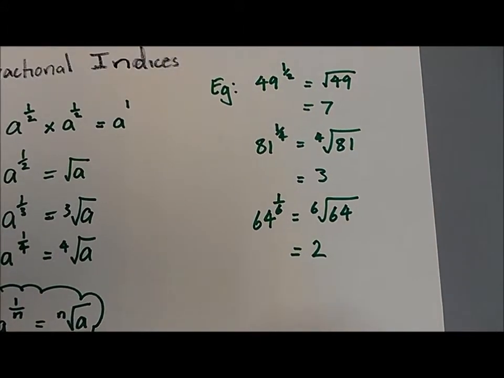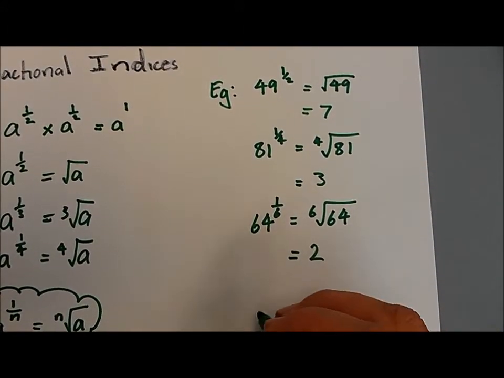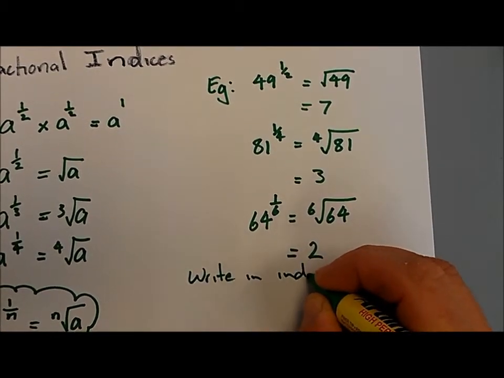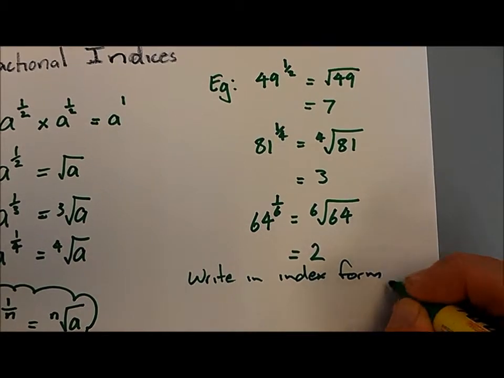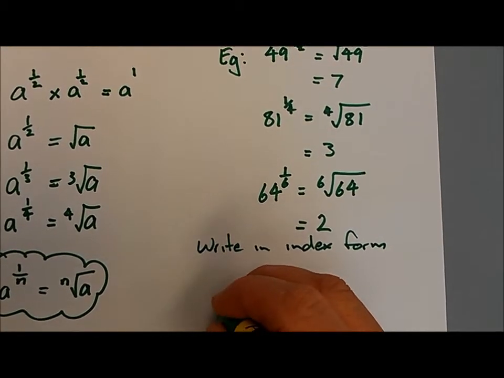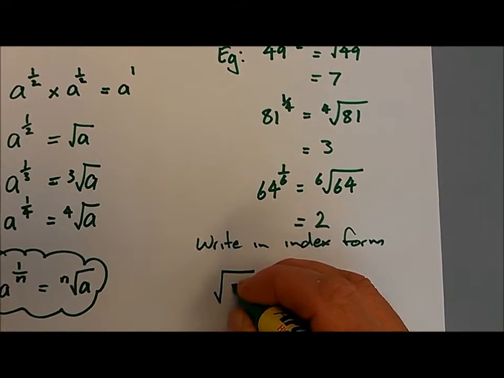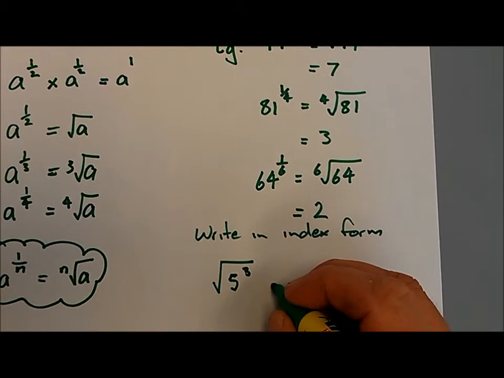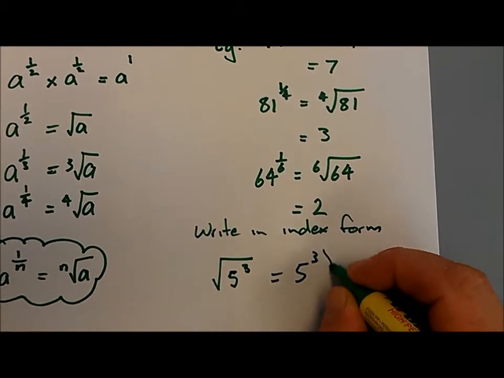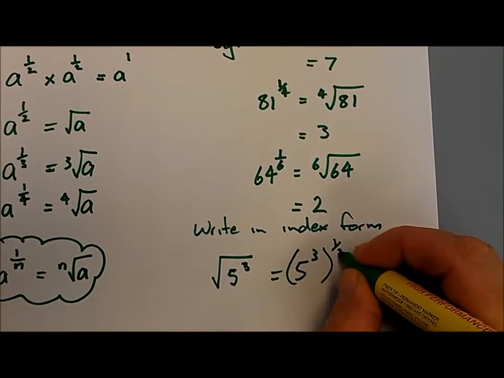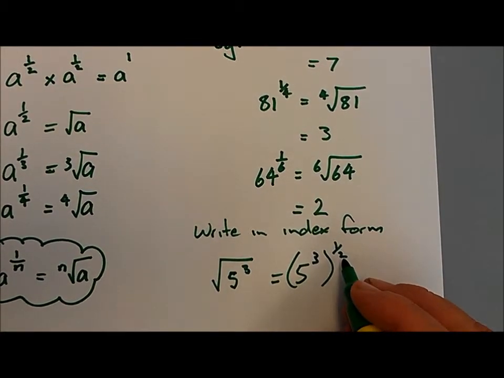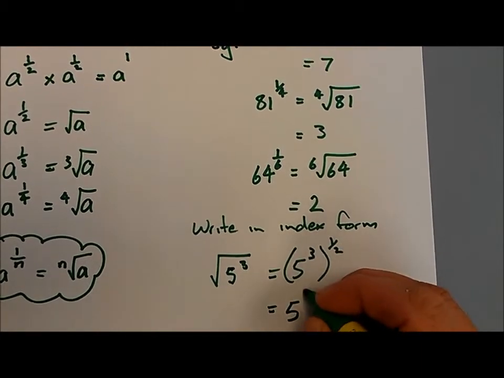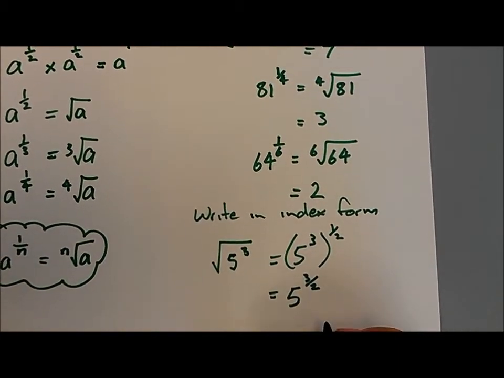So you can also, working backwards, write in index form, and so we'll have the square root of 5 to the power of 3. And so 5 to the power of 3 here has been raised to the power of a half, the square root being a half. So it's 5 to the 3 all to the half. And here we multiply the indices. So we get 5, 3 times a half is 3 on 2. So that's 5 to the 3 on 2.